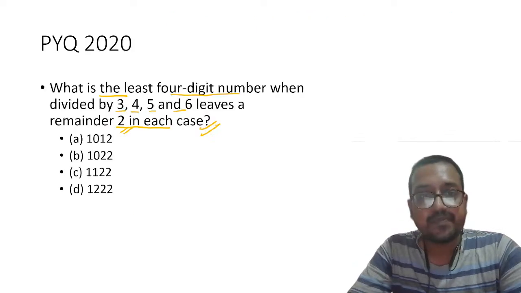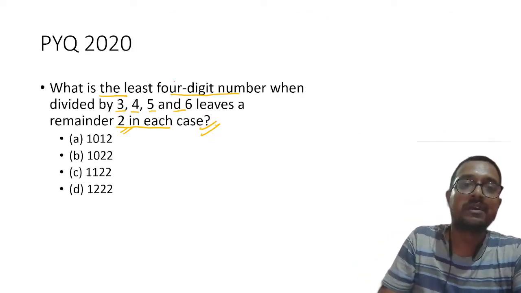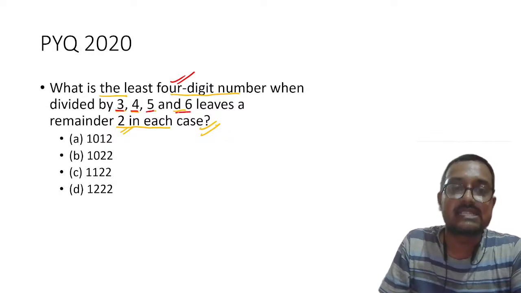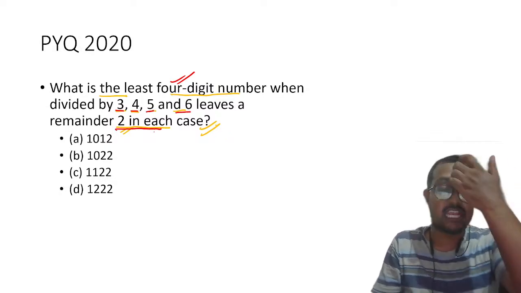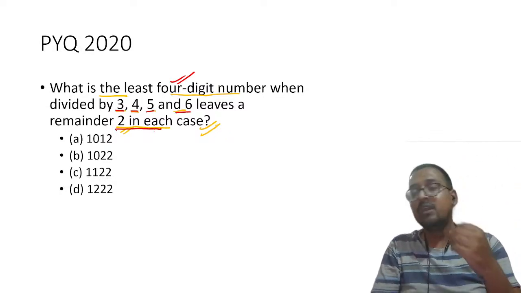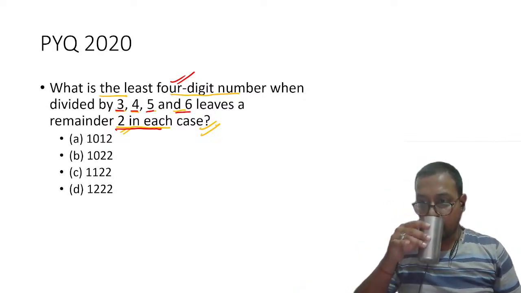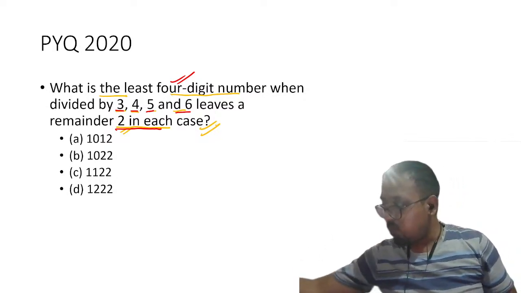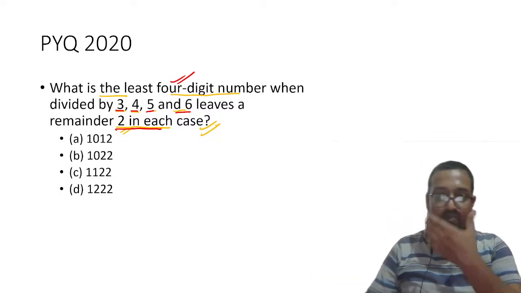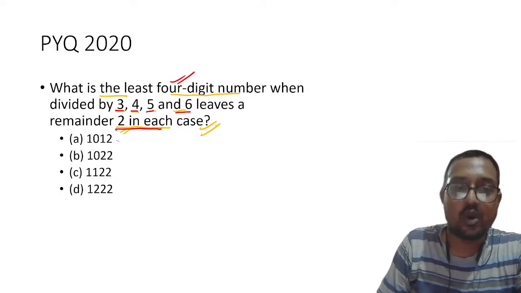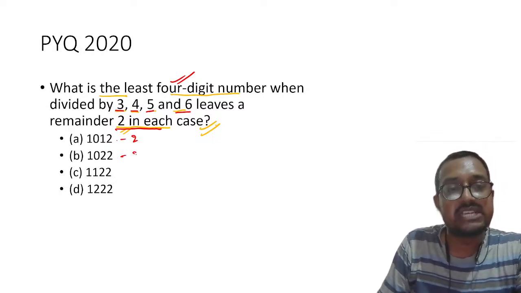Understood? Now try this question. What is the least 4-digit number which, when divided by 3, 4, 5 and 6, leaves remainder 2 in each case? There can be 2 ways. If you cannot remember the formula, go by options. Subtract 2 from each case.